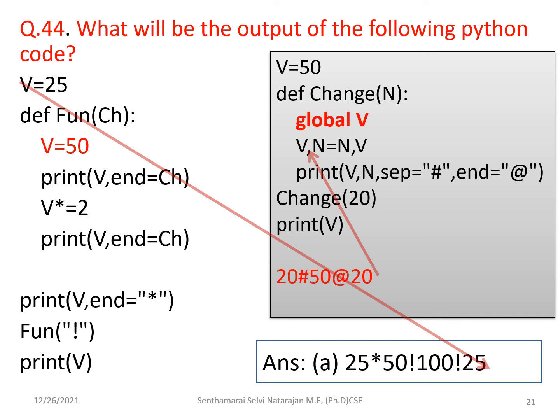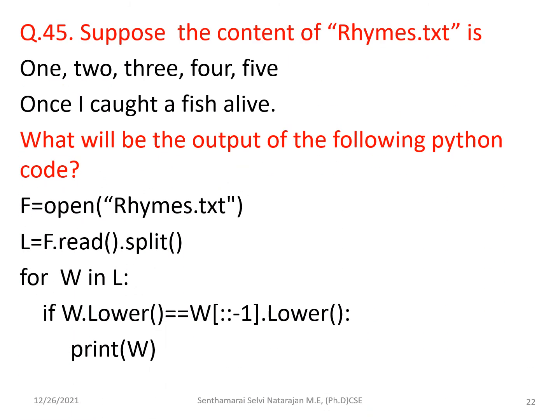Okay, next question is 45th question. Here you see they have given a text, so in this text they are asking for the output. So read off and then split off, and for W in L, if it is a lower is equal to negative indexing again dot lower f and then print off. They are asking to print the output regarding this lower of.